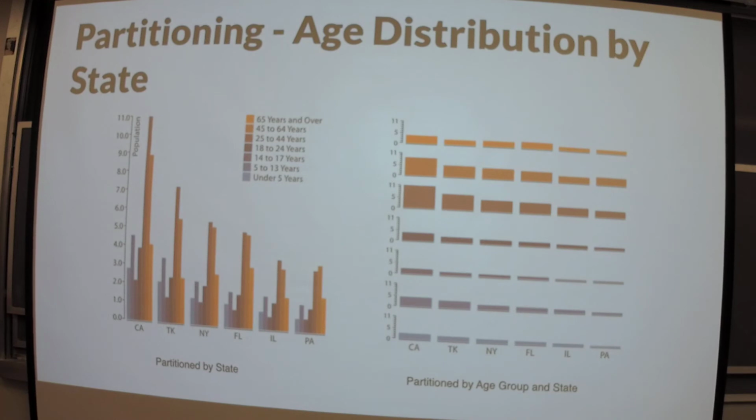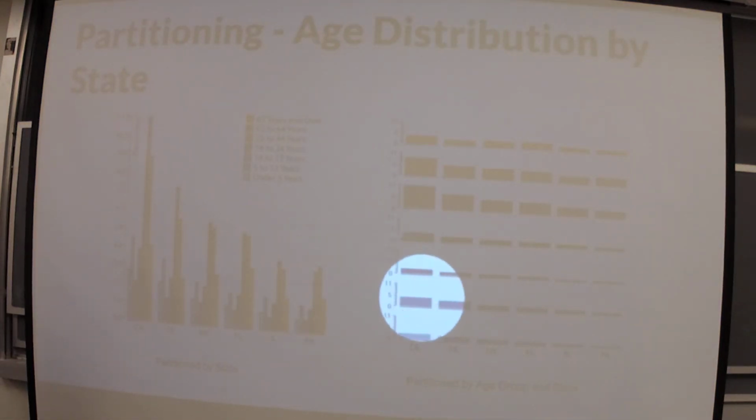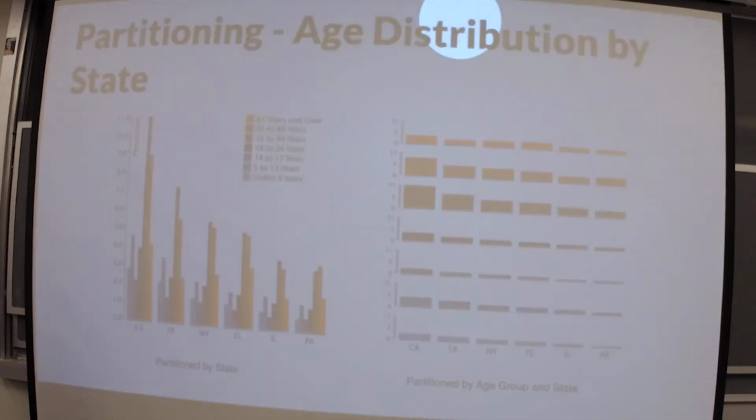On the right, it's partitioned by age group and state. So here, instead of just using the color encoding for the age group, we have the under 5 years down here, and the Californians up here. And then the 5 to 13 here, and then the Californians here, and so on.